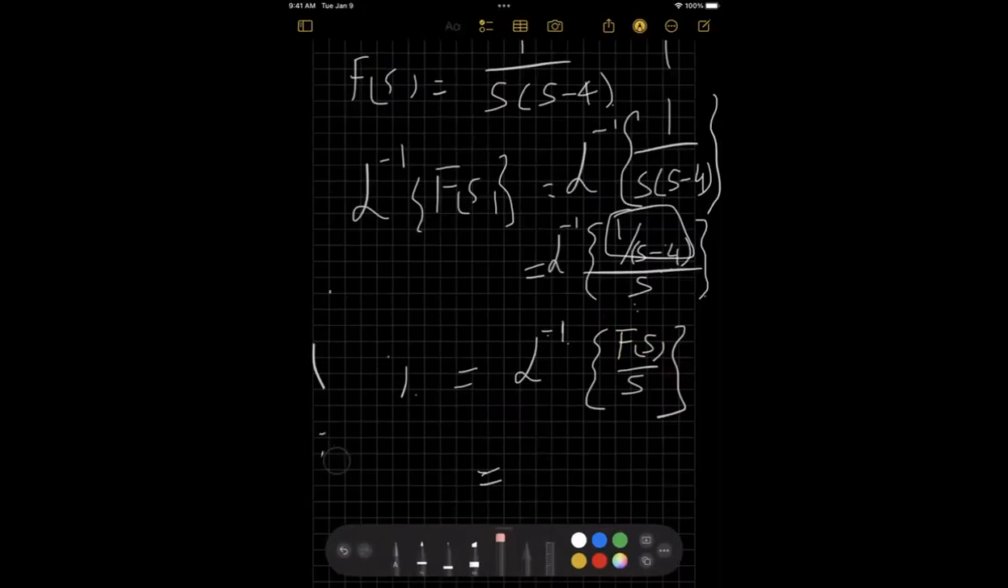E to the 4t. So this is e raised to power 4t. It means it is Laplace of e raised to power 4t, integral from 0 to t, dt. Fine. I can write it like this. Not Laplace, sorry. Just this is our function.